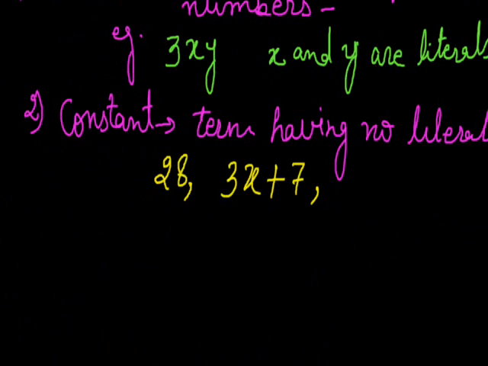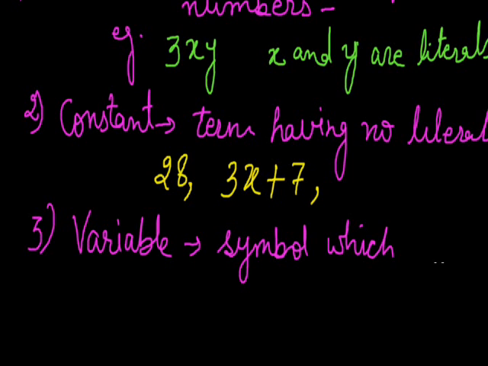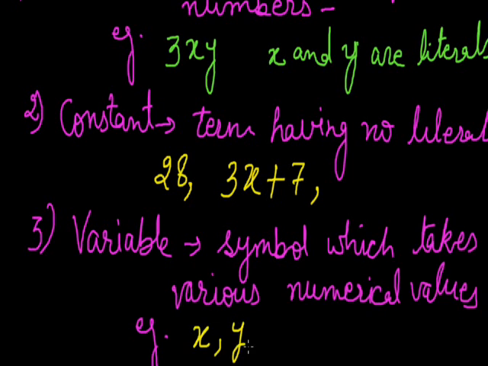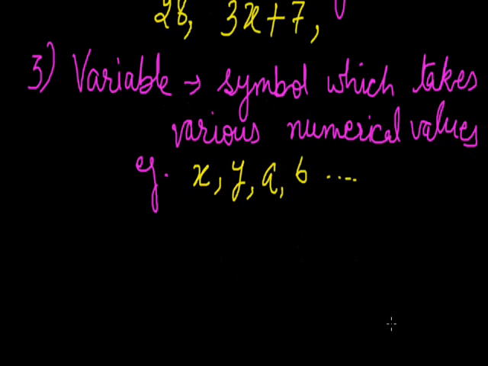The next concept is, what is a variable? It is a symbol which takes various numerical values. For example, x, y, a, b, all these things are variables because they may assume different values in different situations. Now, what is an algebraic expression?